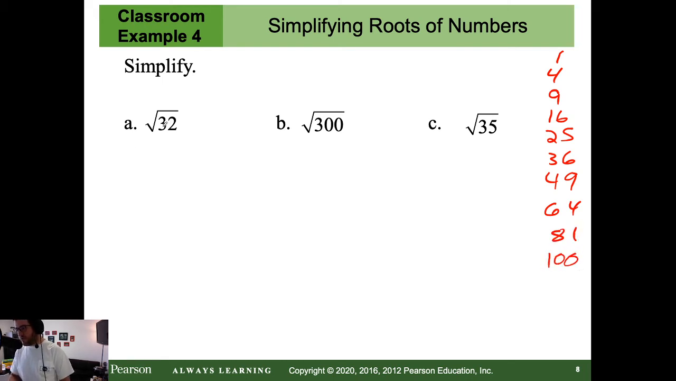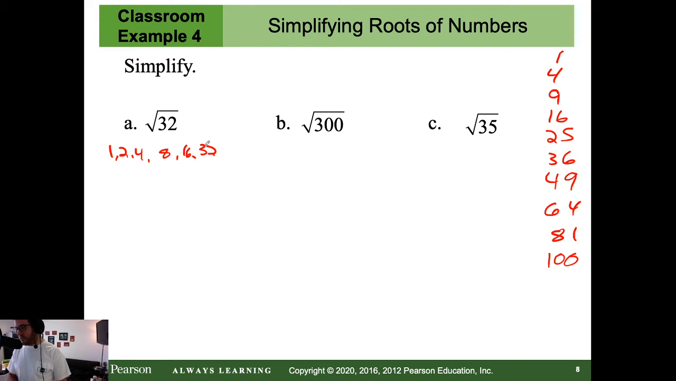So when I look at 32, this is going to be the long route for this one. I have to think of all the factors of 32, okay? So 32, I think of 1 and 32. I think of 2 and 16, and I think of 4 and 8, okay? I think that's all of them, okay?